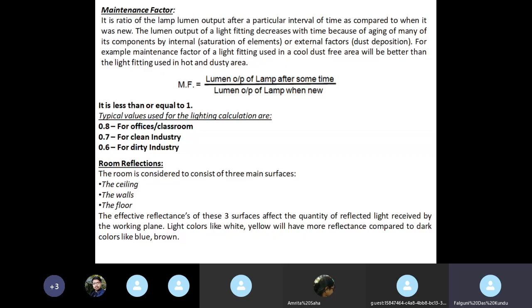Now we consider another part, that is the room reflections. The room is considered to consist of 3 main surfaces. Number 1 is the ceiling, number 2 is the walls, and number 3 is the floor. The effective reflectance of these 3 surfaces affects the quality of reflected light received by the working plane. Light colors like white and yellow will have more reflectance compared to dark colors like blue or brown.